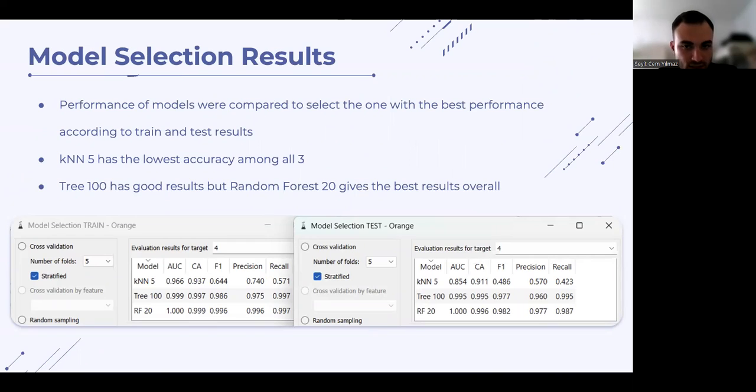In model selection results, performances of the models were compared according to AUC, F1, and ROC curve results. We decided to choose the random forest 20 model. KNN5 has the lowest accuracy among all three models. 100 has good results, but we decided to choose random forest 20. Next, please.